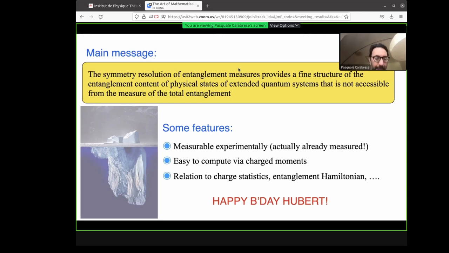Okay, so we're slightly over time, but if there are any questions, we can take them. Hubert? Ciao, Pasquale. It's Hubert here.